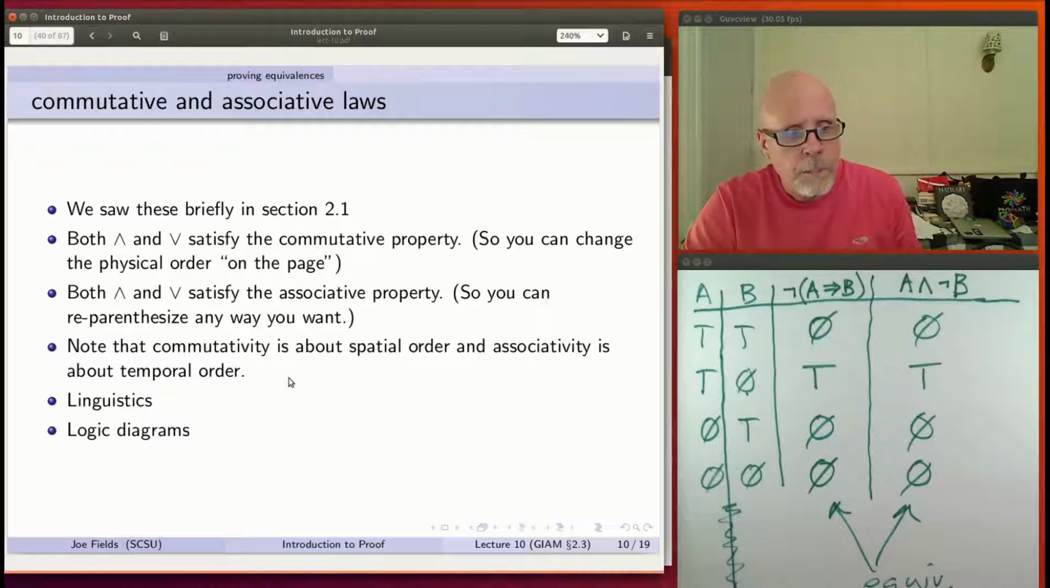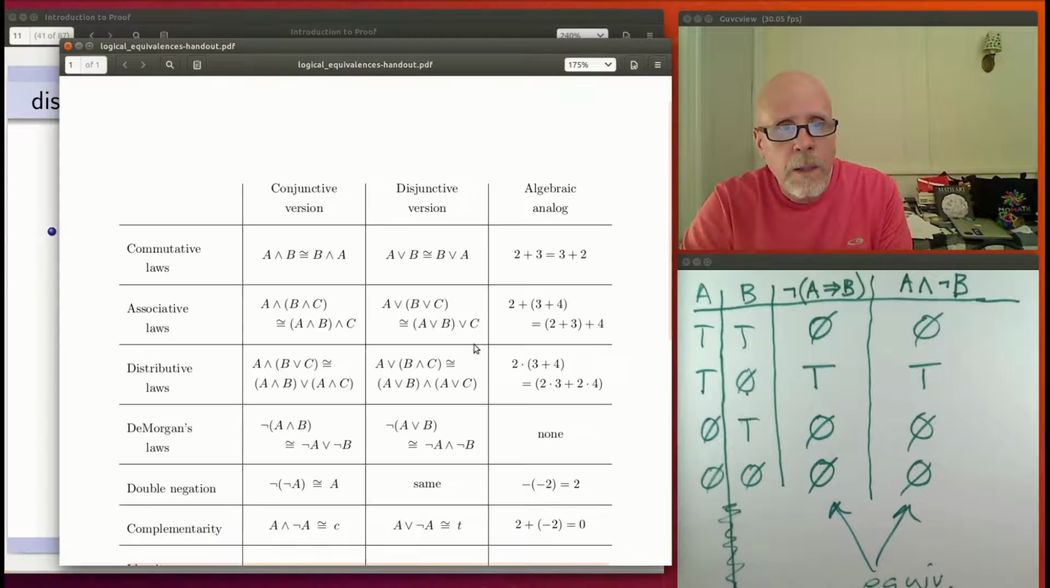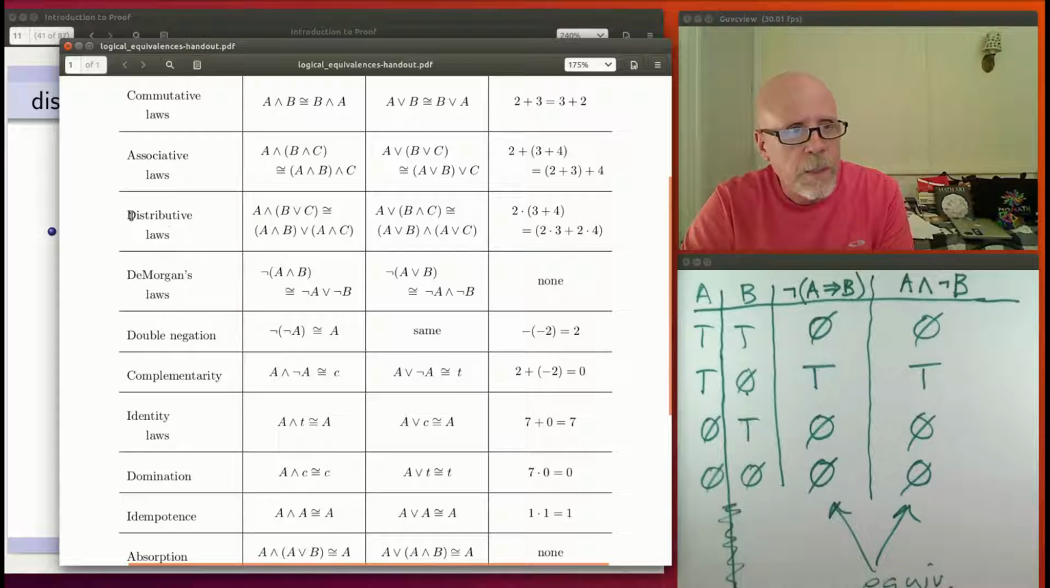Okay, so let's see what our next slide has to say. Oh yeah, the next line of this table we're looking at is the distributive laws. Whoa, I didn't mean to highlight all that. Wow, it's hard to highlight within a table. So distributive laws, this third row of our table. These are what you're used to. Look at the algebraic analog. 2 times 3 plus 4 is 2 times 3 plus 2 times 4.